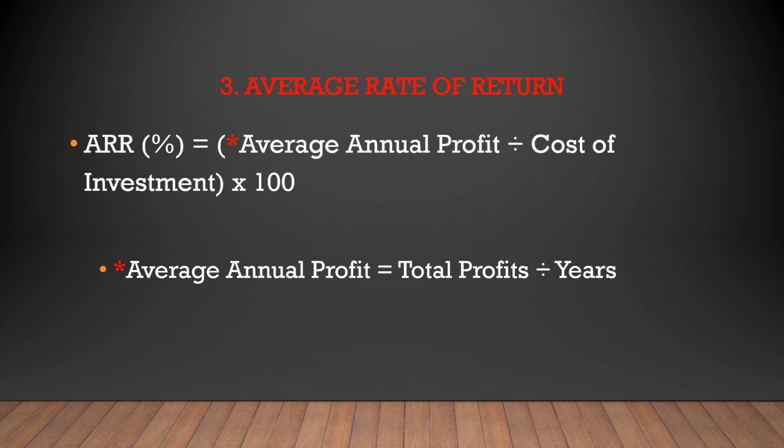ARR, average rate of return, always an important quantitative skill to get locked down. Formula, average annual profit. Remember, annual means yearly. Average annual profit divided by the cost of the investment, all times by 100, and it's expressed as a percentage. Now, to calculate the average annual profit, it's just an average, so it needs to be the total over how many. In this case, we're doing the average annual profit, so it's the total profits divided by the years. So if you had total profits of £10 and that's over 10 years, then your average annual profit is £1.